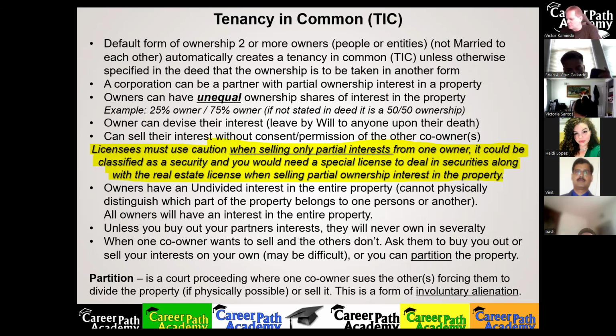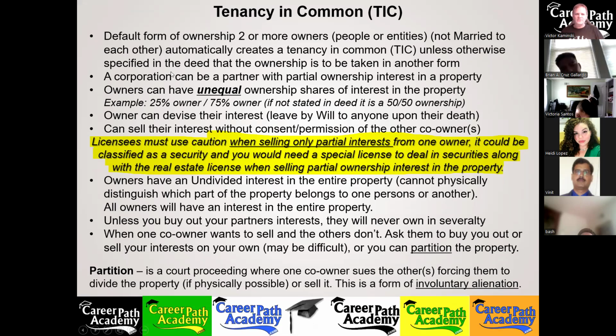Right, awesome. All right, so tenancy in common is the default form of ownership when two or more owners, whether people or entities, businesses, who are not married to each other, take title. It automatically creates a tenancy in common unless you specify you wish to take ownership in another form. That form would be a joint tenancy, which we're going to get into next.